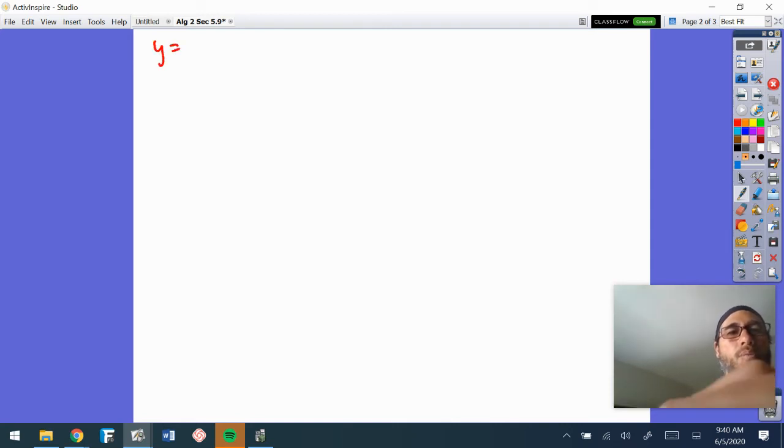Y equals, let's go, negative 3 times (x plus 1), raised to the third, which makes it a cubic, right? And then let's just go with minus 2. All right, now, how do we graph this guy?